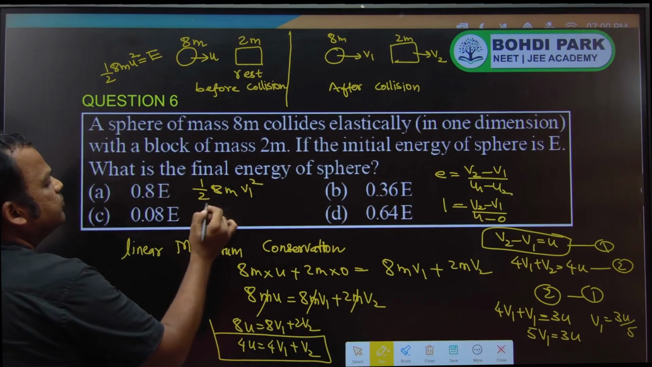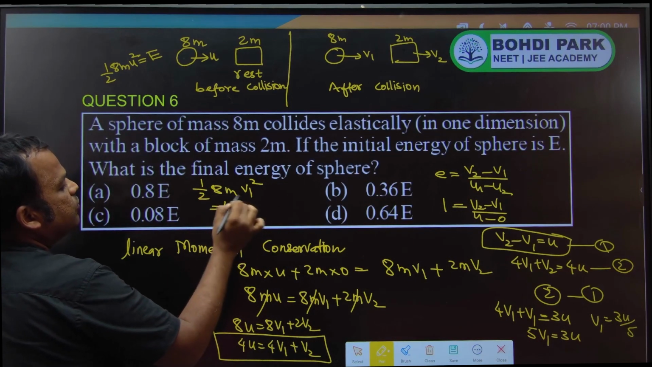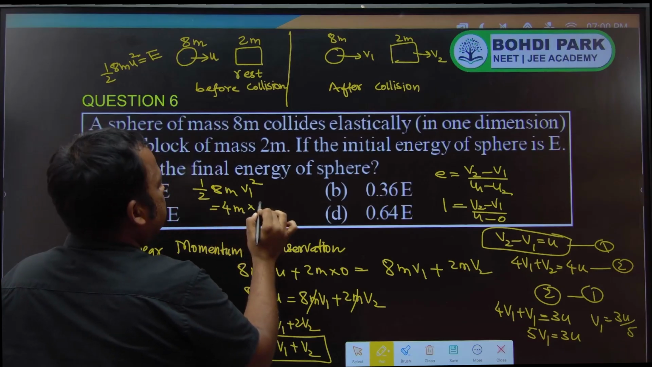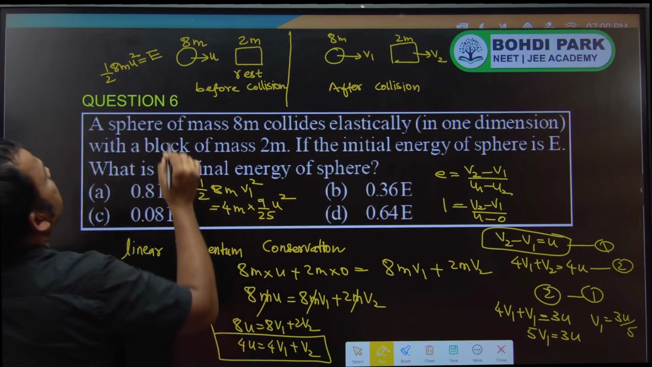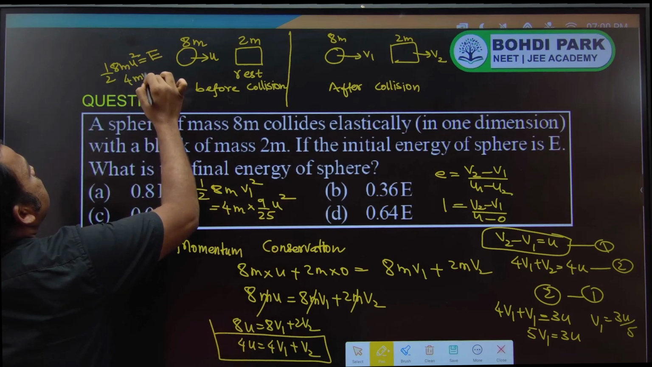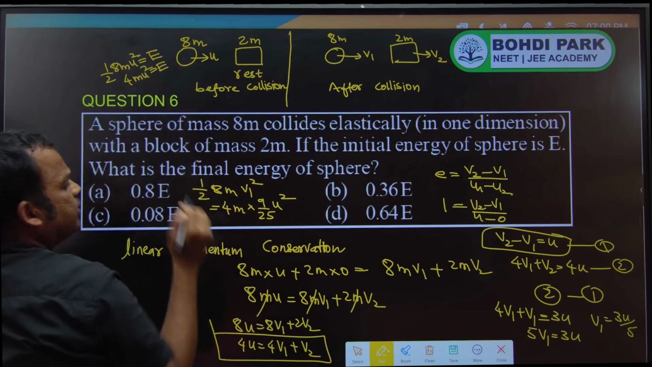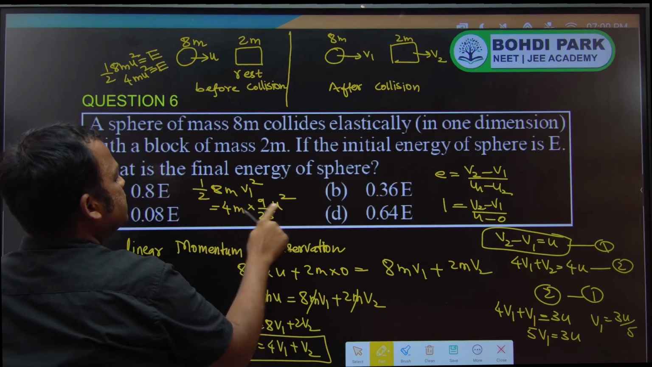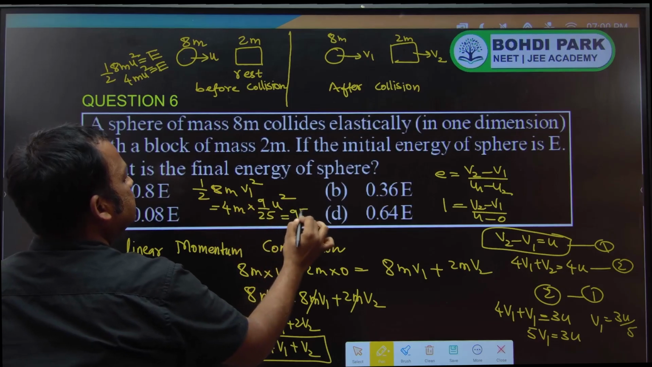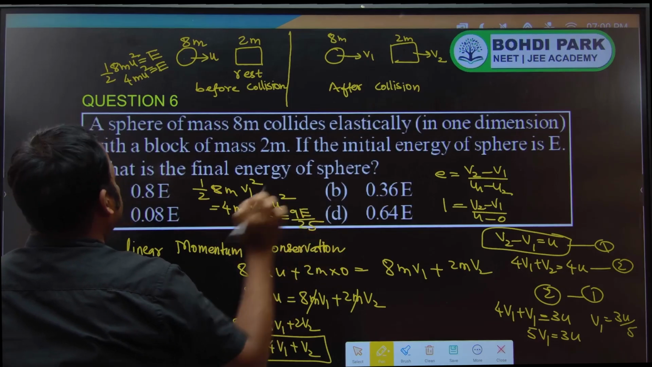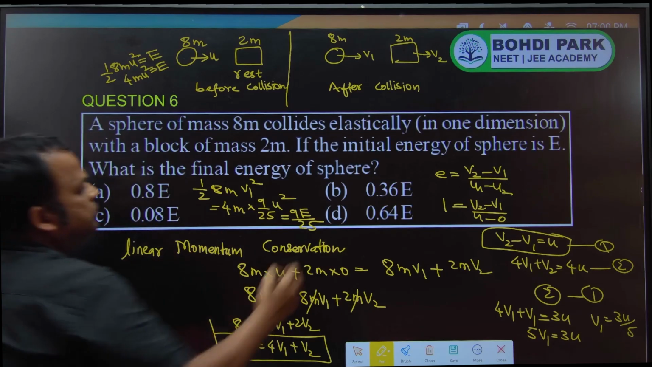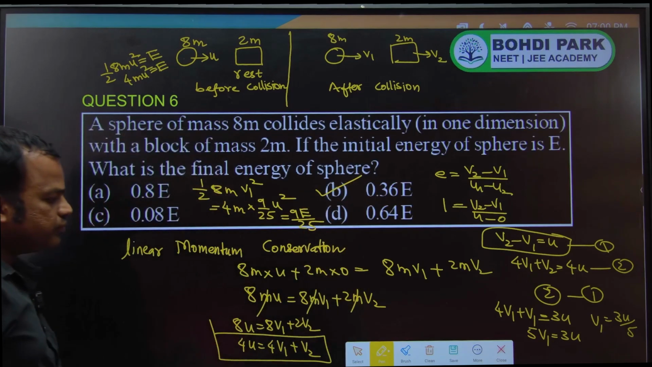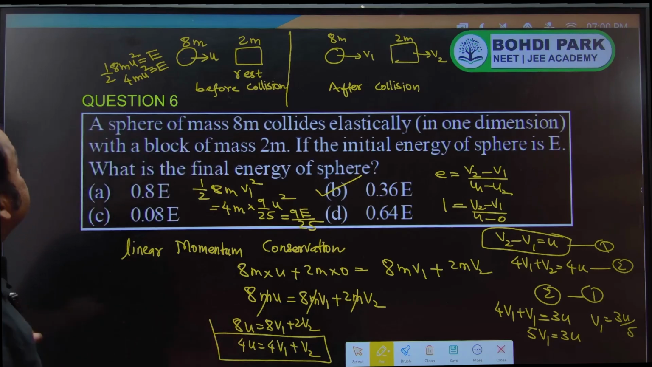Now put it here. So 4m into 9 by 25 u square, and 4mu square is E. So we have 4mu square is E. So this will be 9E by 25. Now 9E by 25, so that is equal to 0.36 E. So B option. Next question.